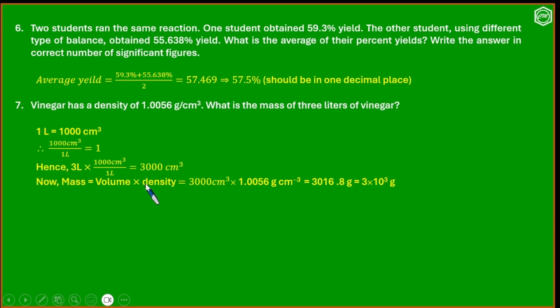Mass is equal to volume into density. So 3000 centimeter cube into 1.0056 gram per centimeter cube. So that is 3016.8 gram. Now here there is only one significant figure. So the answer should be in one significant figure. So we write it in scientific notation, that is 3 into 10 raised to 3. The decimal place moves 3 places towards the left. So it is 3 into 10 raised to 3 gram.